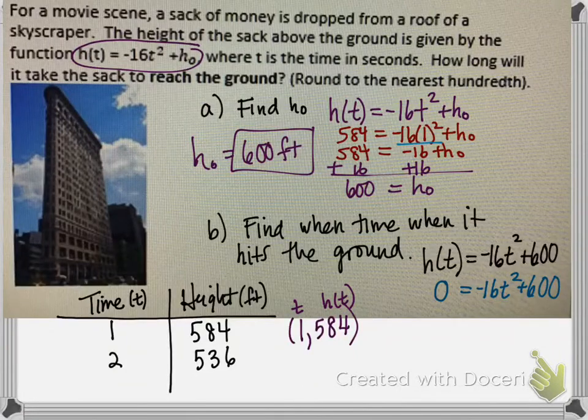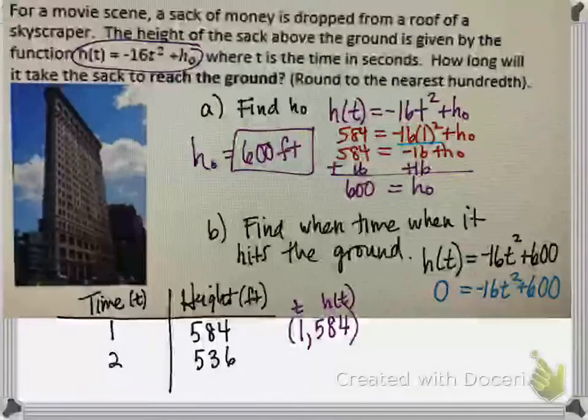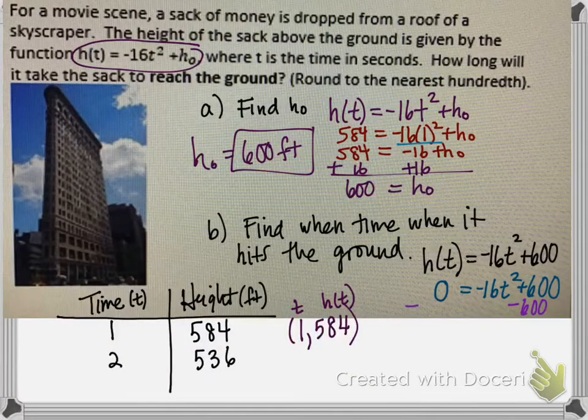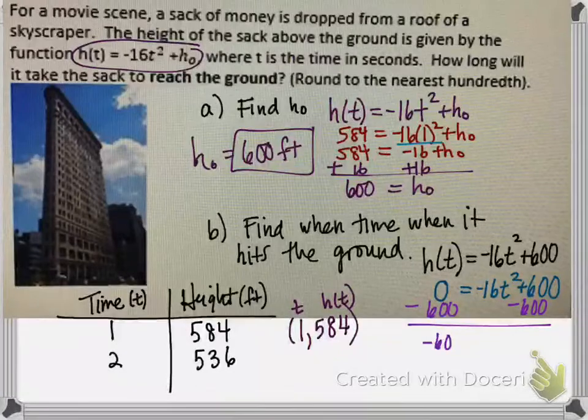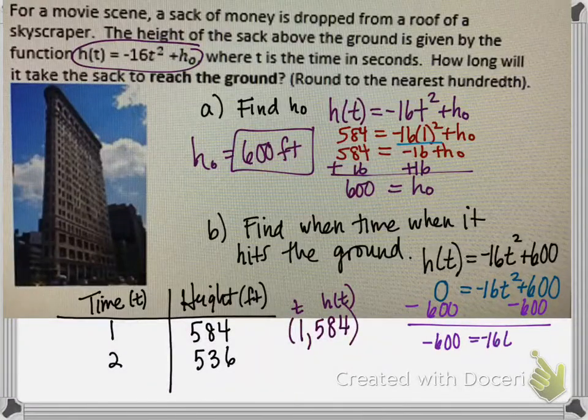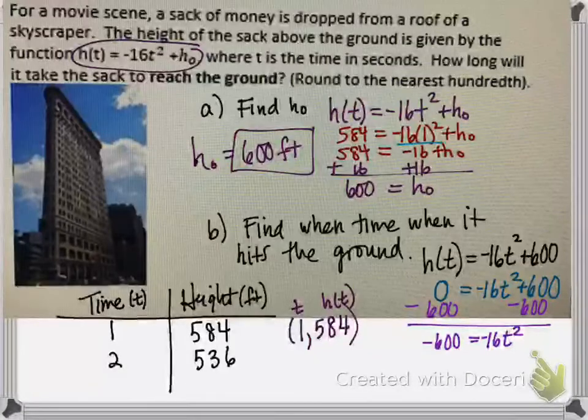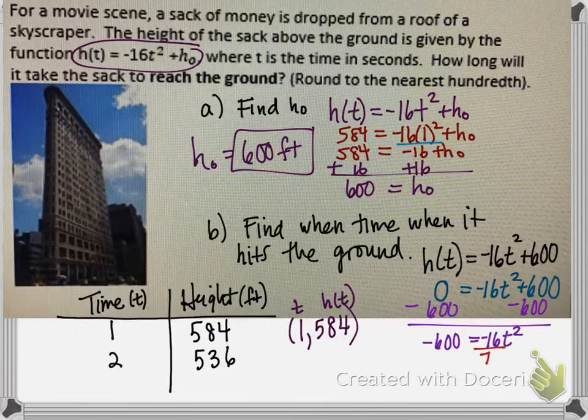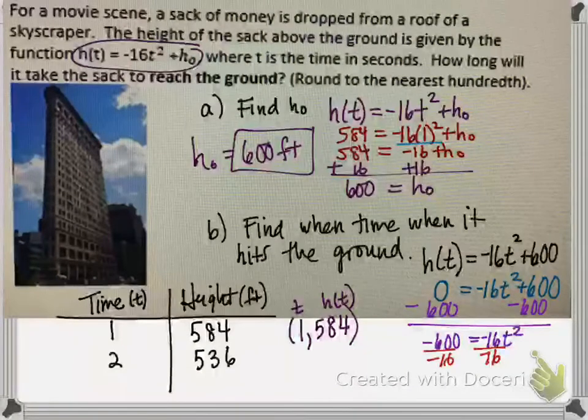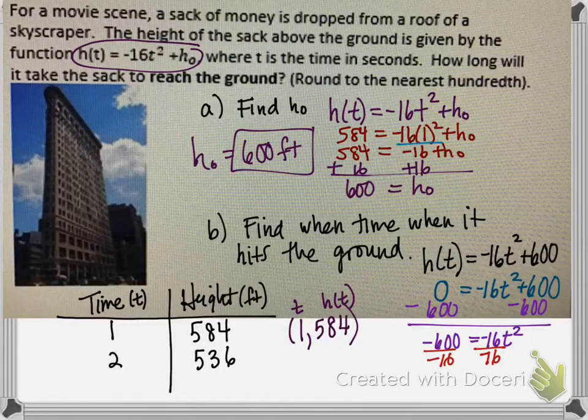And in order to solve this, I can isolate the t squared. So I'm just going to subtract 600 from both sides. So this gives me negative 600 is equal to negative 16t squared. Next, I'm going to divide both sides by negative 16. So negative 600 divided by negative 16 is 37.5, and that's equal to t squared.